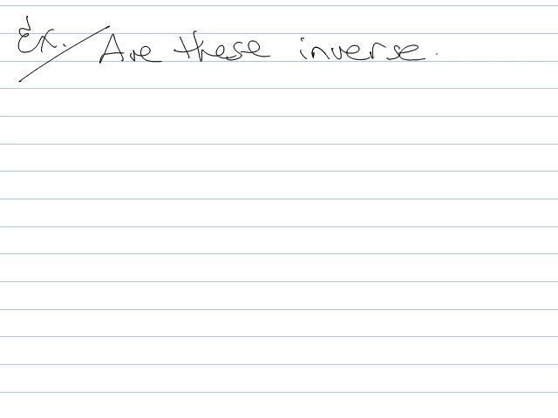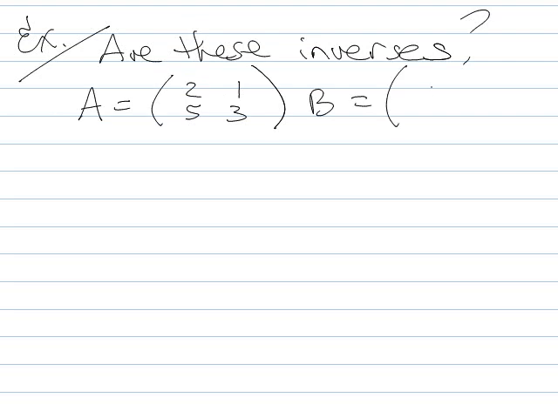All right, let's try another one. This is going to be your nosy, just so you know. So are these inverses? I've got A, which is 2, 1, 5, 3. And I've got B, which is 3, 1, -5, 2.